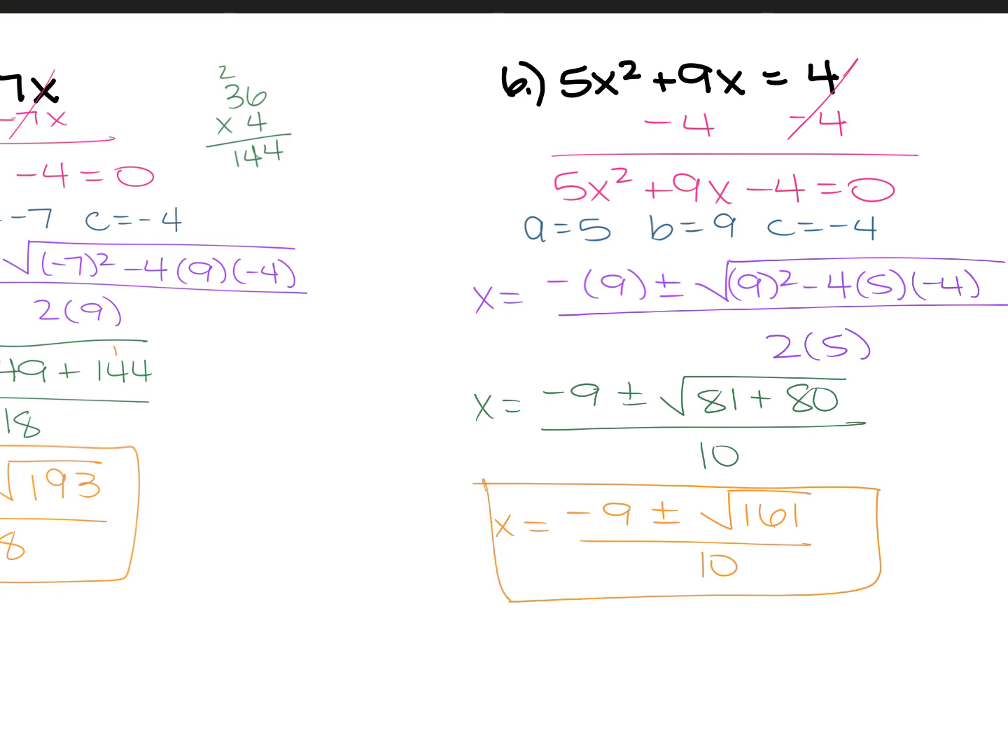That 161 is divisible by 7. So let's see if this works. We have 7 goes into 16 twice with 2 left over. 7 goes into 21 3 times. So it is just 7 and 23. So that's why the 161 stays.